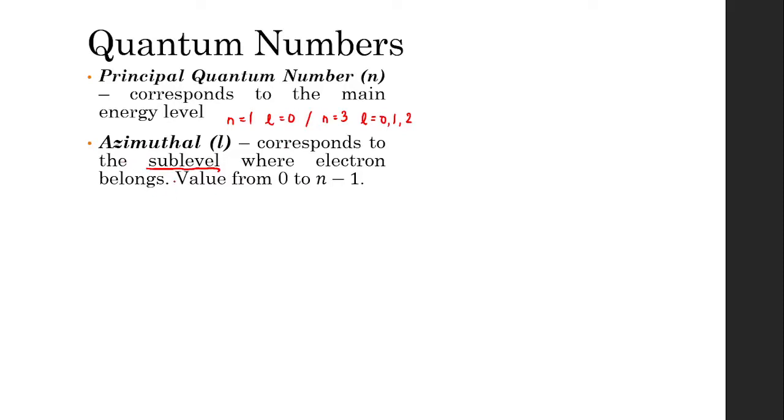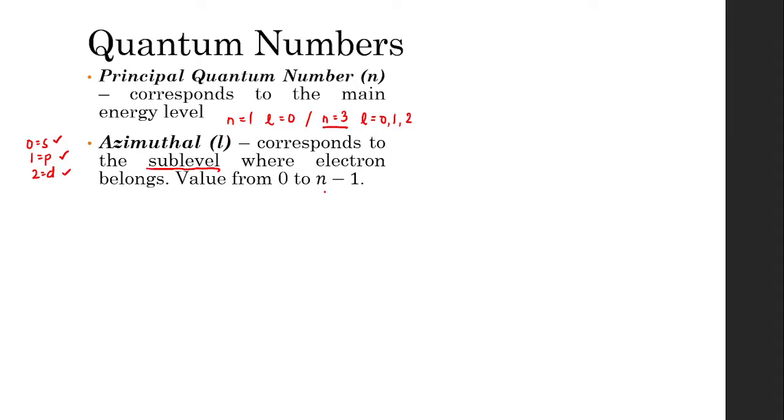And for azimuthal, 0 is S, 1 is P, 2 is D, which tells you that for an atom with a main energy level of 3, it can have a sublevel of S, P, and D. Okay, so that's basically what the angular momentum quantum number is.